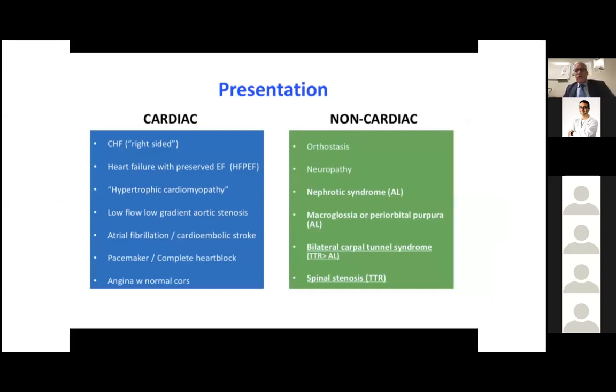The characteristic non-cardiac features are severe orthostatic hypotension and a peripheral neuropathy. If you see someone with heart failure and has nephrosis, nephrotic syndrome, think of an infiltrative disorder. Sometimes patients, the protein gets deposited in their tongue, so they can't taste food, and they have a large tongue. Bilateral carpal tunnel syndrome is classical for a number of these patients, and we've talked about spinal stenosis.